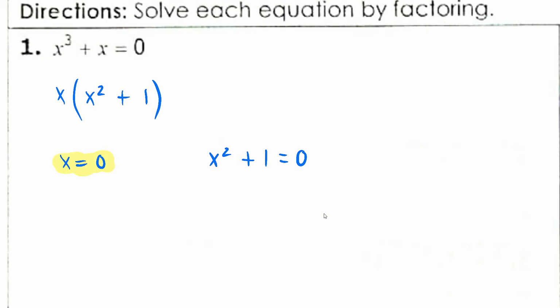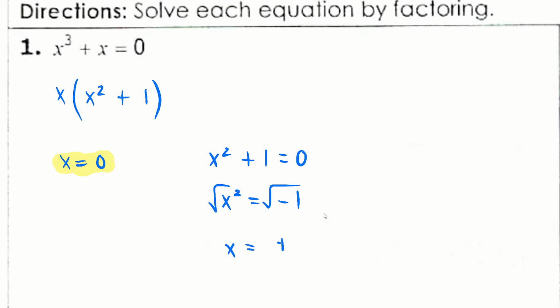That's it. But how about the one on the right? How in the world am I supposed to solve that? Well, you've done it before. We solve by taking the square root. Look, x squared is the only variable there. So we isolate it. We isolate it by subtracting 1. Then we take the square root of it. Y'all remember what you have to add to your answer because you took the square root?